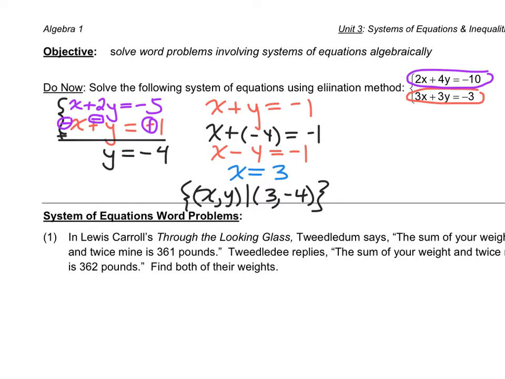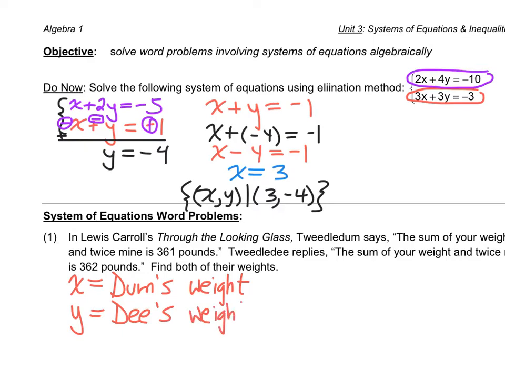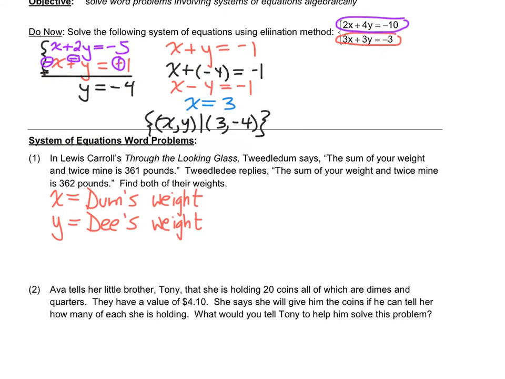All right, so we have two different people here. So let's let x equal Tweedledum's weight, so we'll just say dum weight. And y would be Tweedledee's weight, so we'll just say dee's weight. All right, so it's a matter of perspective here. Tweedledum says the sum of your weight, so that would be Tweedledee's weight, and twice Tweedledum's weight, so twice x, is equal to 361.